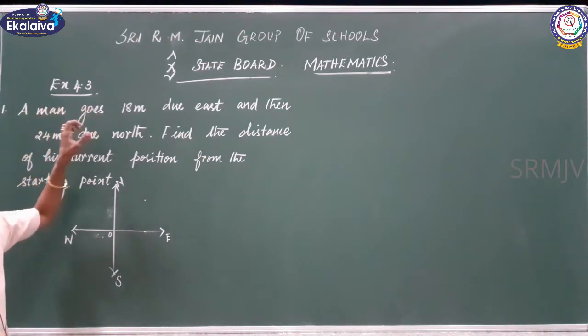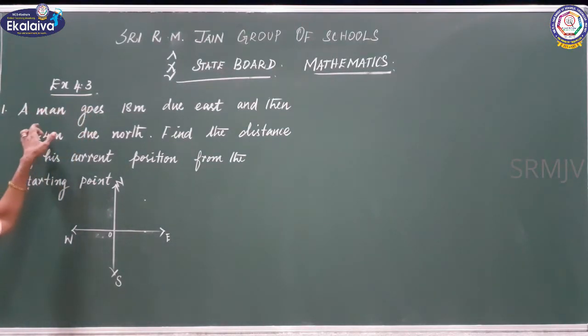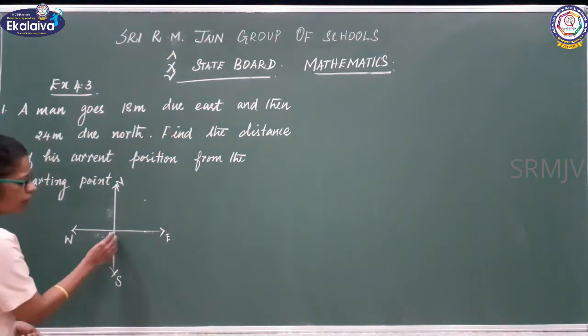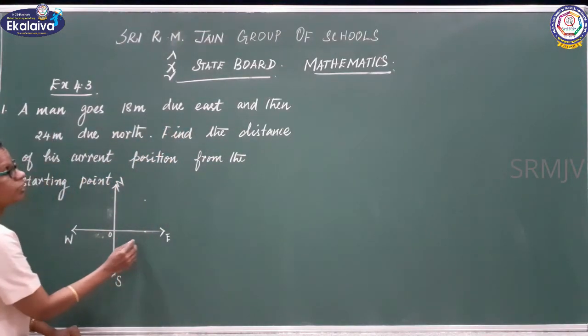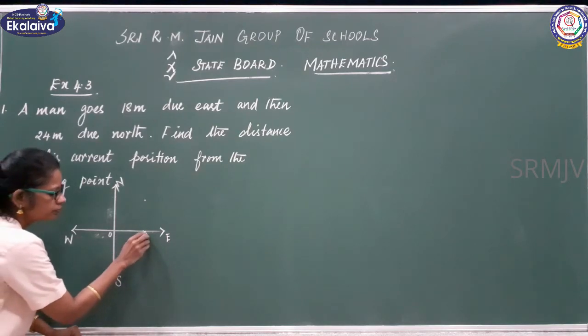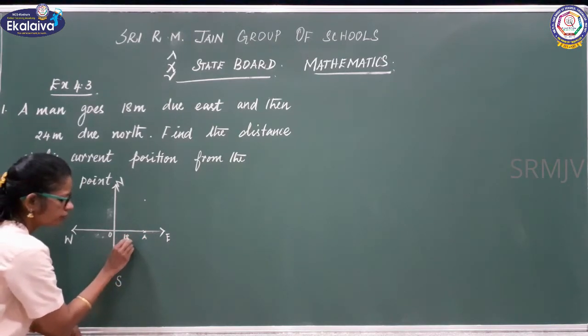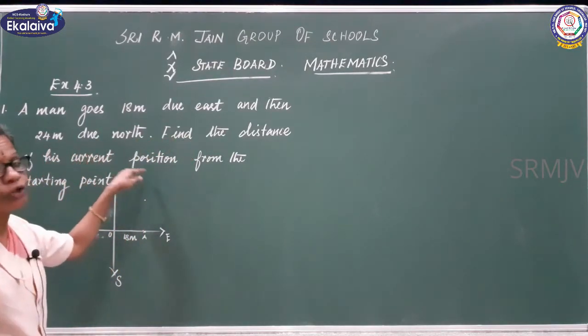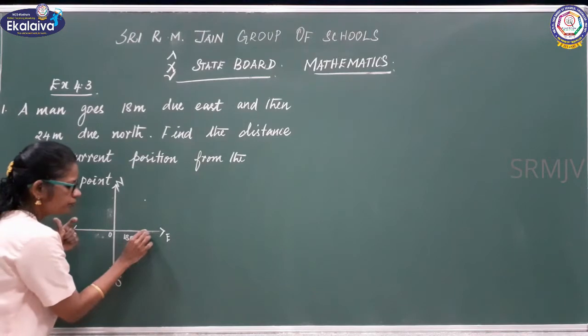Exercise 4.3, question number 1. A man goes 18 meter due east, and then 24 meter due north, right?